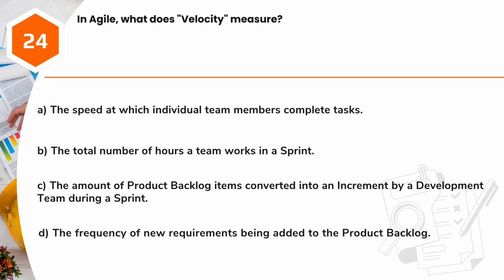Question 24. In Agile, what does velocity measure? A. The speed at which individual team members complete tasks. B. The total number of hours a team works in a sprint. C. The amount of product backlog items converted into an increment by a development team during a sprint. D. The frequency of new requirements being added to the product backlog.